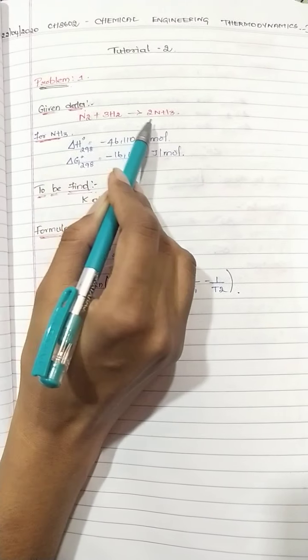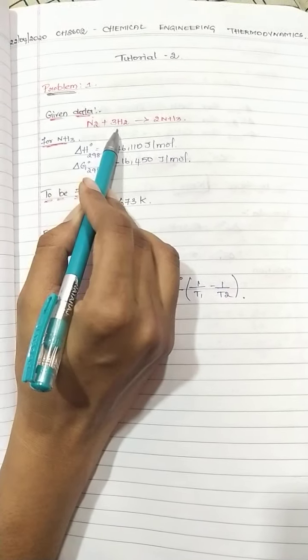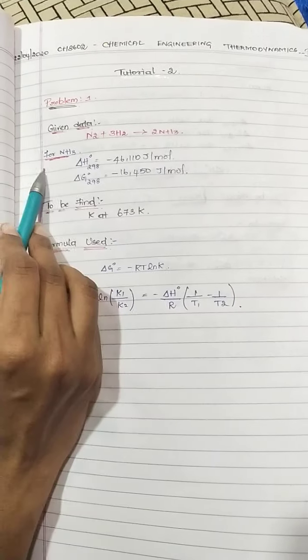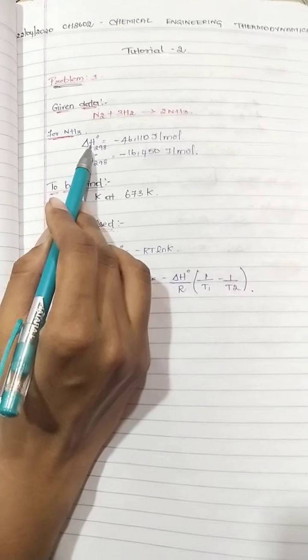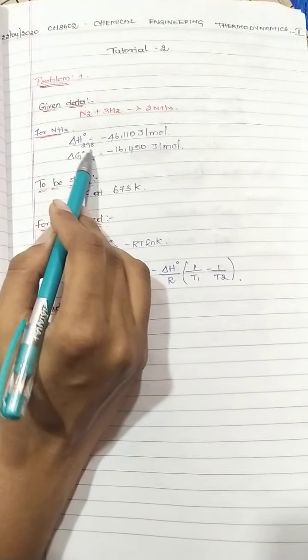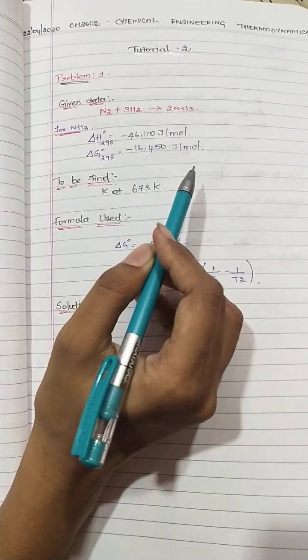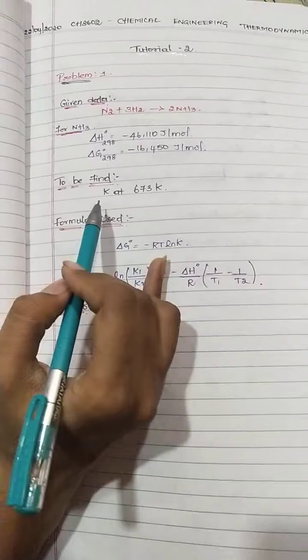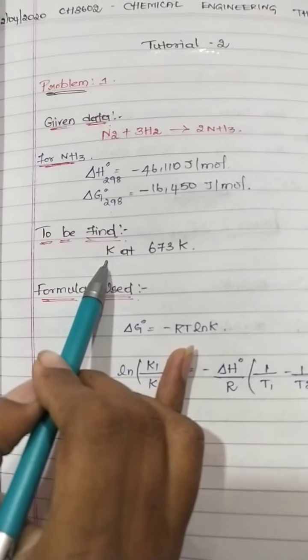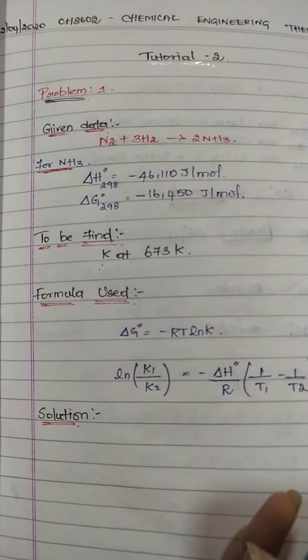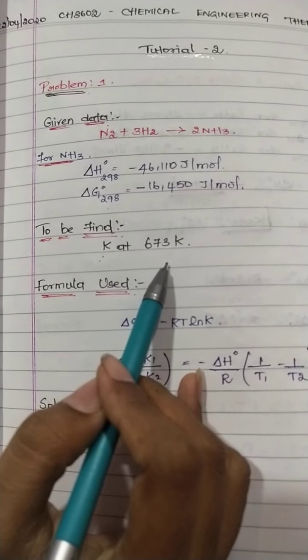Given data: you have been given the equation N2 + 3H2 gives 2NH3, and you are given the standard heat of reaction at 298 Kelvin and the Gibbs free energy at 298 Kelvin. So I have given the values. What we have to find is the equilibrium constant at 673 Kelvin.